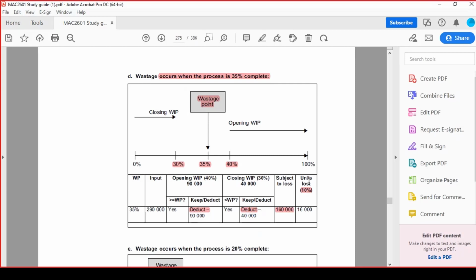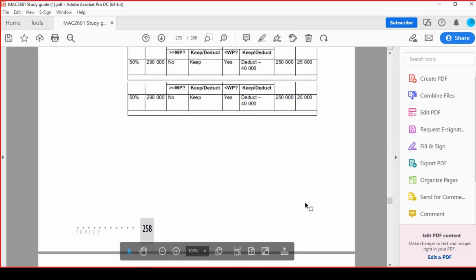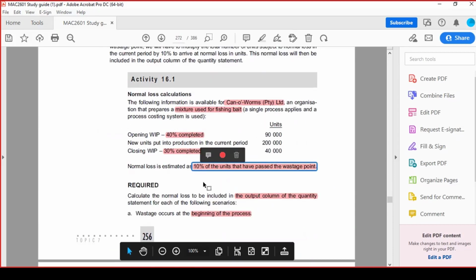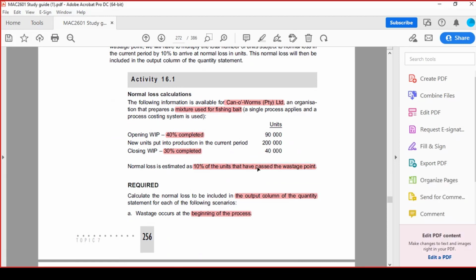Okay, is the unit loss always at 10%? No, we are always estimating it. Sometimes it's 4%, sometimes it's 5%, it's an estimation. It changes. But for this example, it's at 10%. Okay. You were saying? No, I was just listening as you were explaining. You can continue. Yeah. So the normal loss estimation, they will tell you.